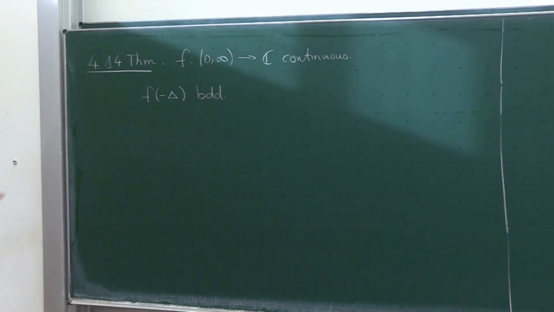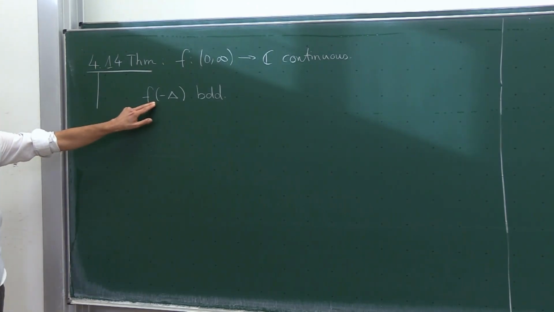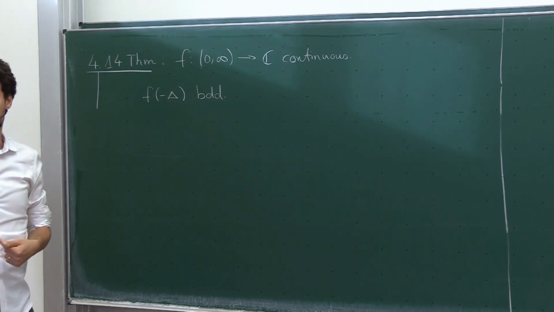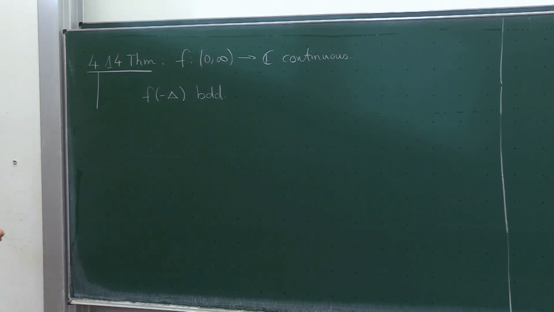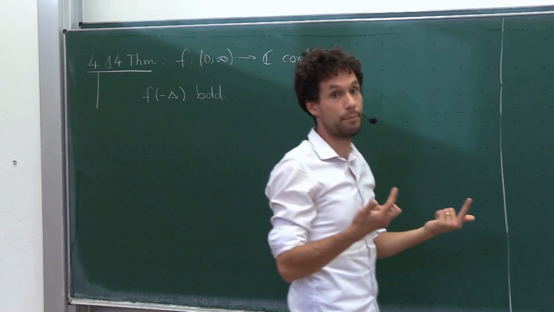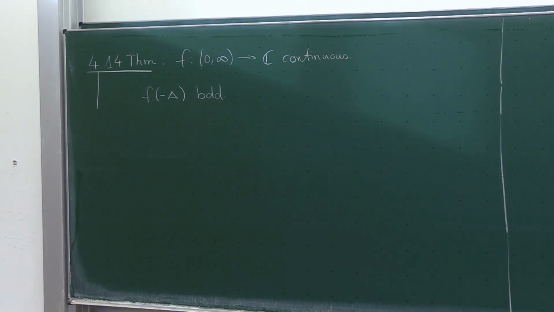Okay, well, you know that f of minus delta is, up to unitary equivalence through the Fourier transform, a multiplication operator. So this operator corresponds to the multiplication operator with the function f composed with m. And at the same time, you know that the multiplication operator is bounded if and only if this multiplying function is bounded.